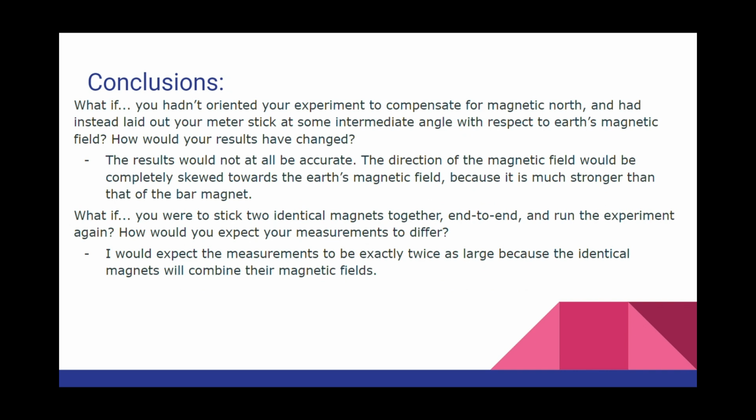Conclusions. What if you hadn't oriented your experiment to compensate for magnetic north and had instead laid out your meter stick at some intermediate angle with respect to Earth's magnetic field? The results would not be at all accurate. The direction of the magnetic field would be completely skewed towards Earth's magnetic field because it is much stronger than that of the bar magnet. Furthermore, if two identical magnets were stuck together, then I would expect the measurements to be exactly twice as large because the identical magnets will combine their magnetic fields.